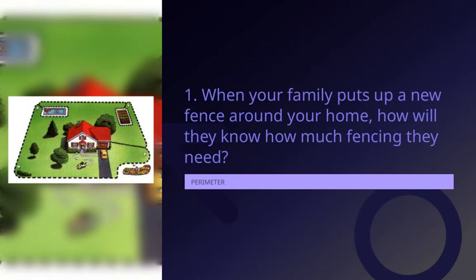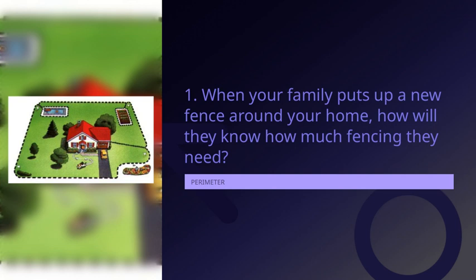When your family decides to put up a new fence around your home, one of the first questions you'll have is, how much fencing do we need? Well, that's where understanding the concept of perimeter comes in. The perimeter is simply the total length of the boundary around a shape, in this case, your yard. To figure out how much fencing you'll need, you need to measure the distance all around your yard. Think of it like walking along the edge of your property and keeping track of how far you go. By adding up all those measurements, you get the perimeter.